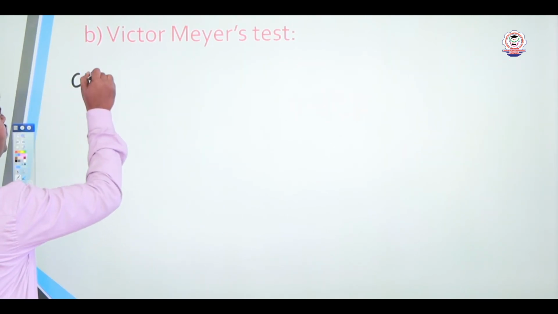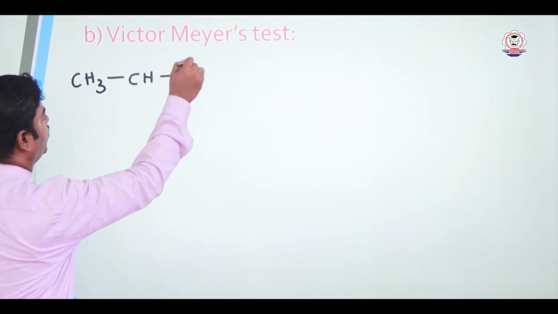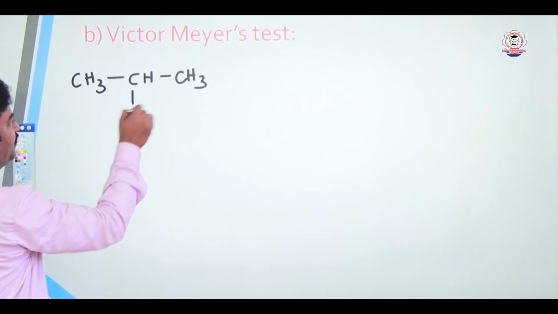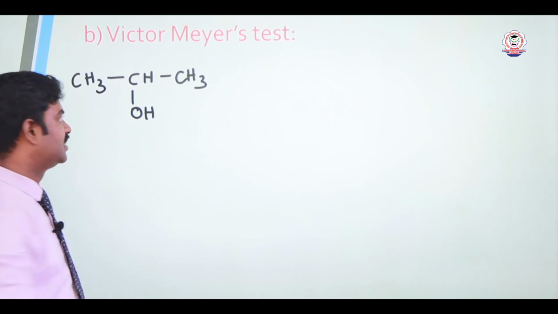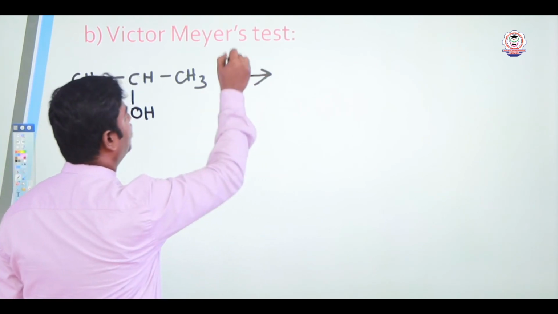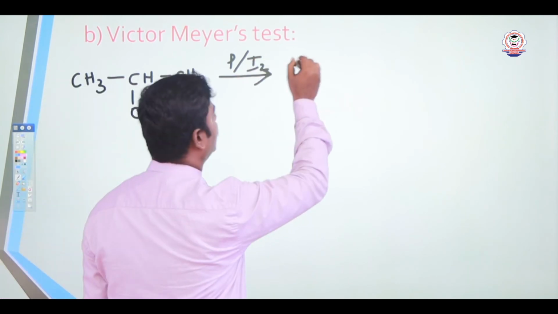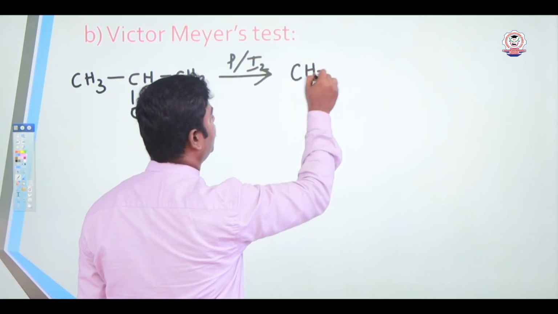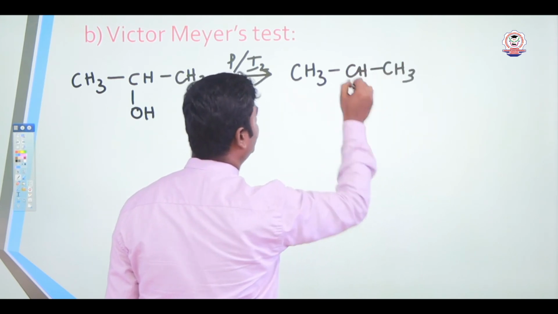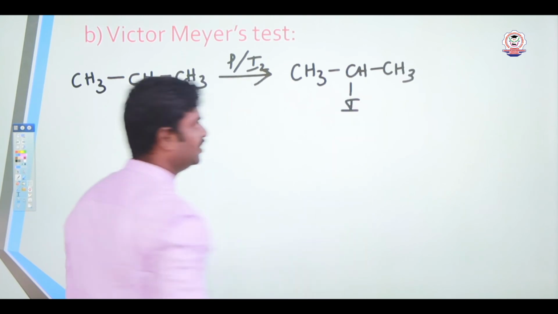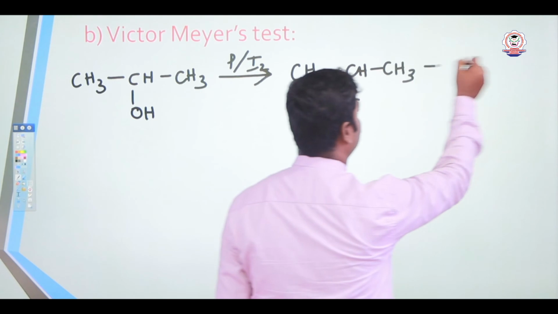Compound CH3, CH, CH3 and OH here. So this is 2-propanol, which is a secondary alcohol. When you use phosphorus with iodine, iodine replaces the OH and you will get the product CH3, CH, CH3 with iodine on the CH. The next step is substituting with AgNO2.